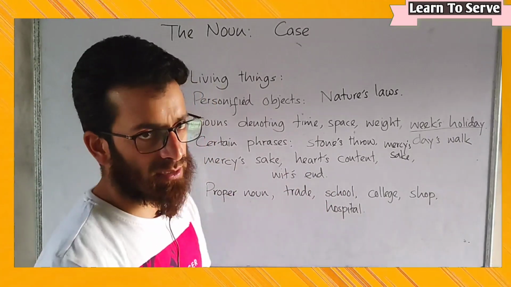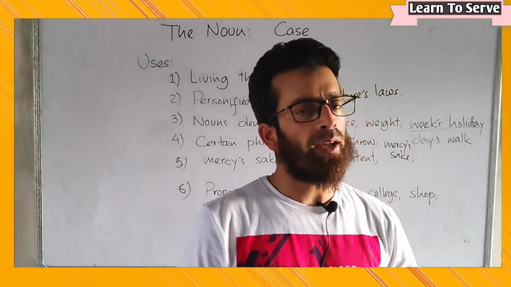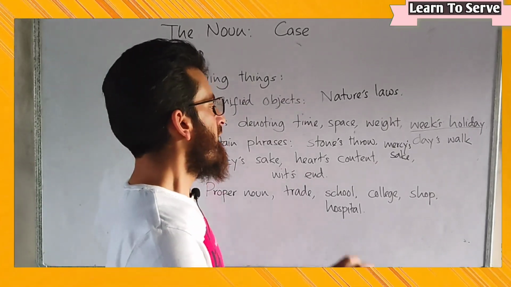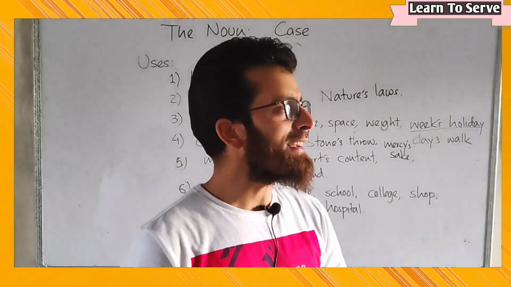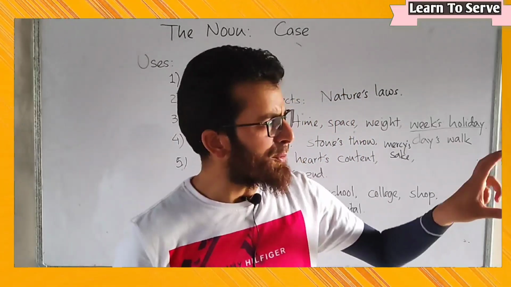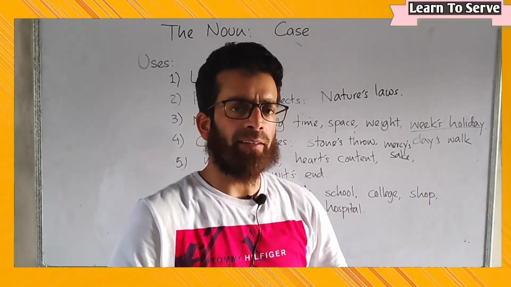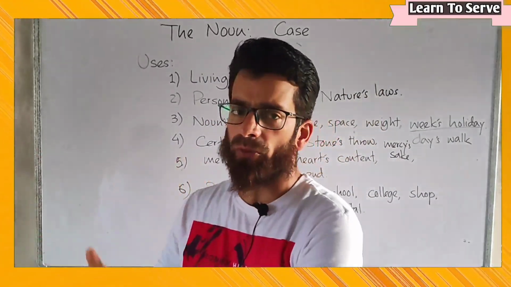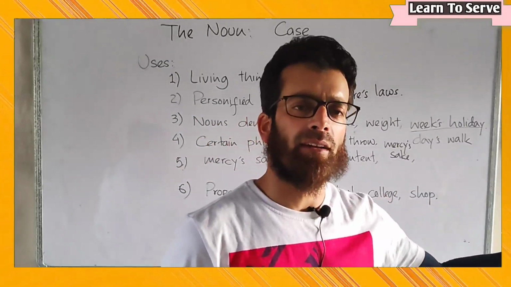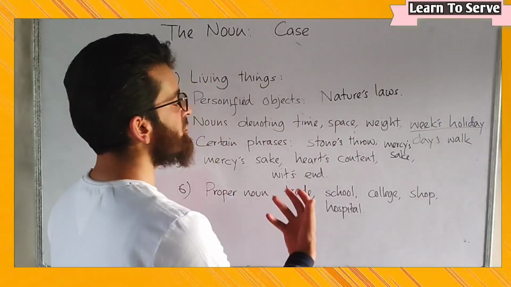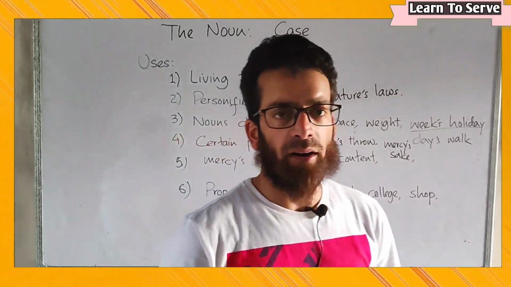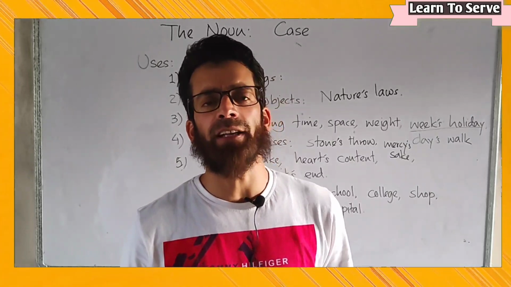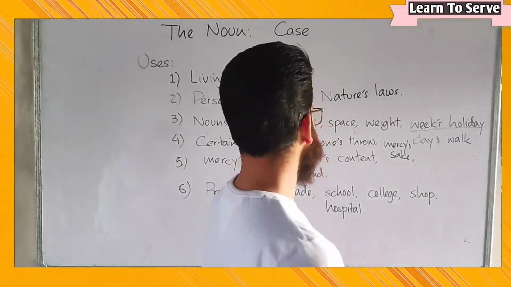And certain special phrases, there are certain special phrases where we use apostrophe s. For example, stone's throw. He is living at a stone's throw. That means he is living very near to me. If I say my friend is living at a stone's throw, that means he is living very near to me. Stone's throw, mercy's sake, or sometimes we say conscience's sake, like these. In particular phrases, you can use apostrophe s.